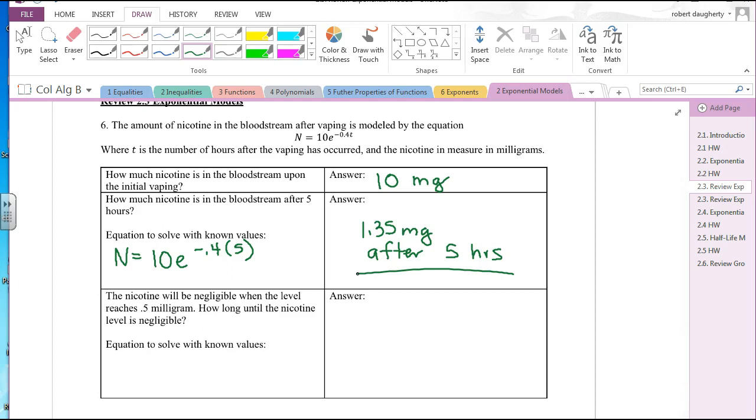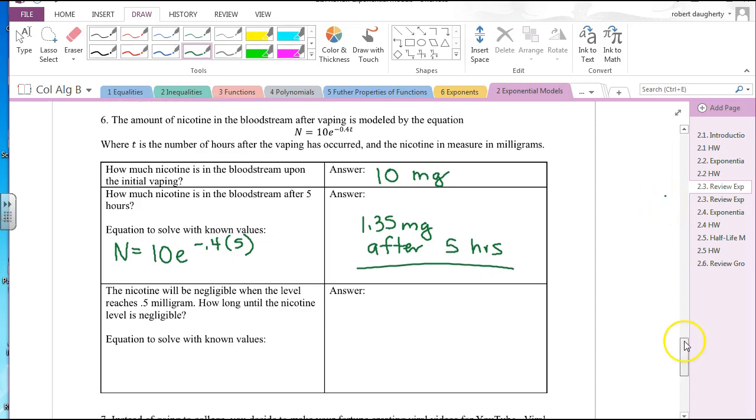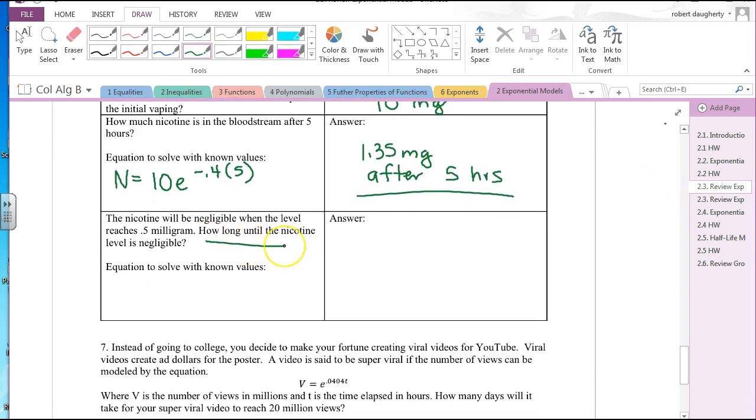The nicotine will be negligible when it reaches 0.5 milligrams. How long? That's time. That's exponents. That is a logarithm that you know and love. So how long until it reaches 0.5 milligrams? So when do I get to 0.5? I started with 10 e to the minus 0.4t when I'm solving for time. So in order to do this, I've got to use a logarithm. First thing I would do is divide both sides by 10. So I get 0.5 over 10 is equal to e to the minus 0.4t.